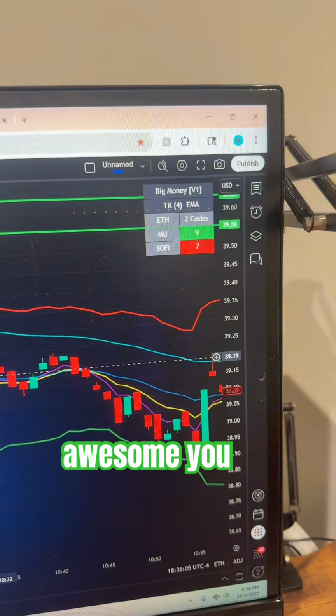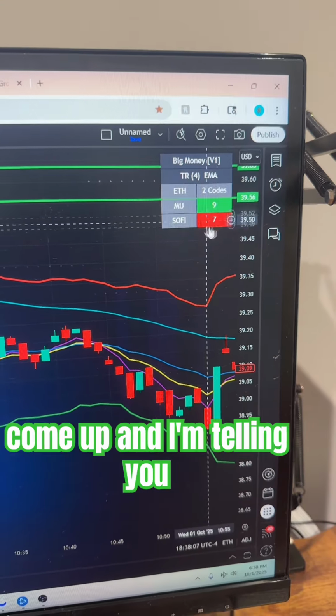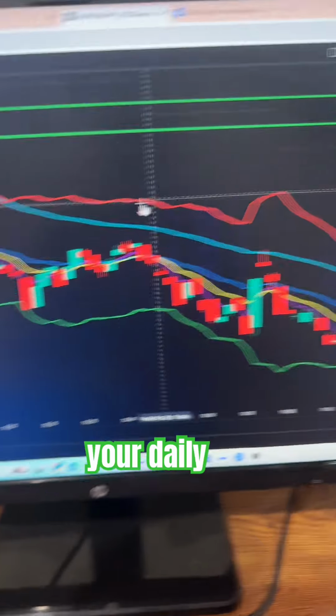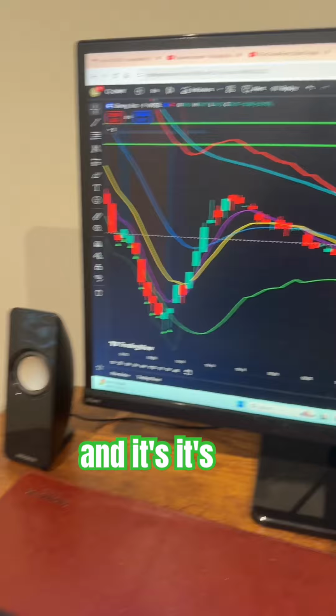But it's awesome. You will see all these come up, and I'm telling you, you're going to win a massive amount of trades. Draw your daily support and resistance lines, and it's really awesome.